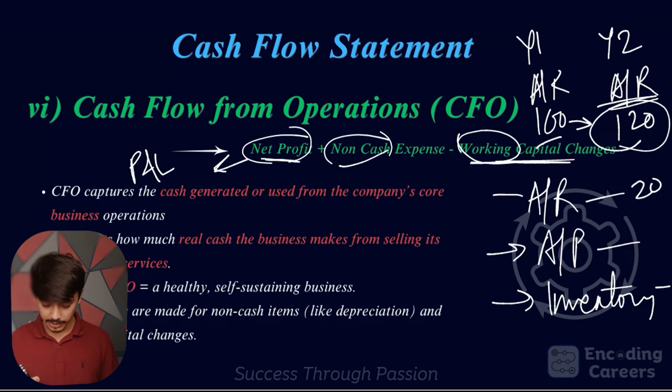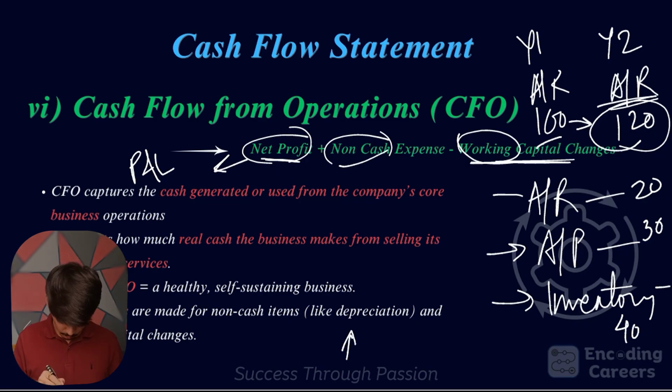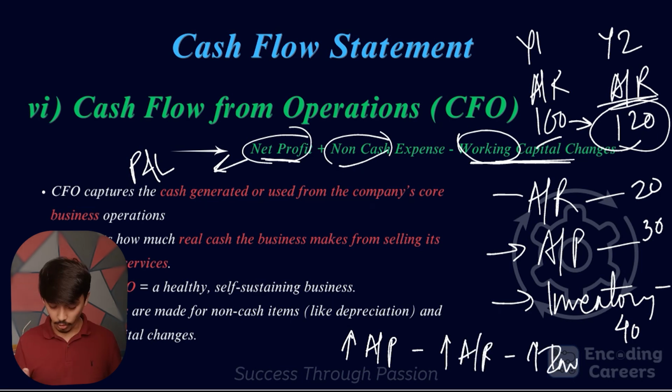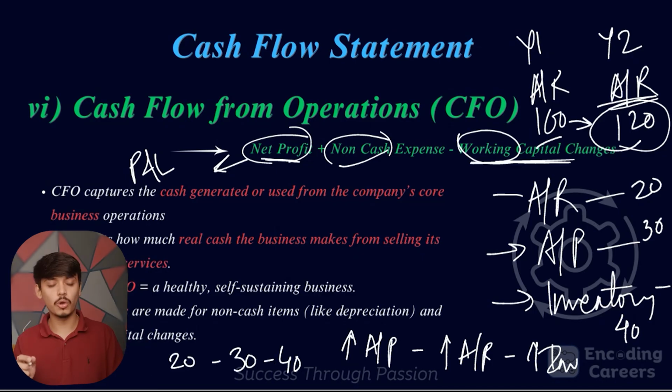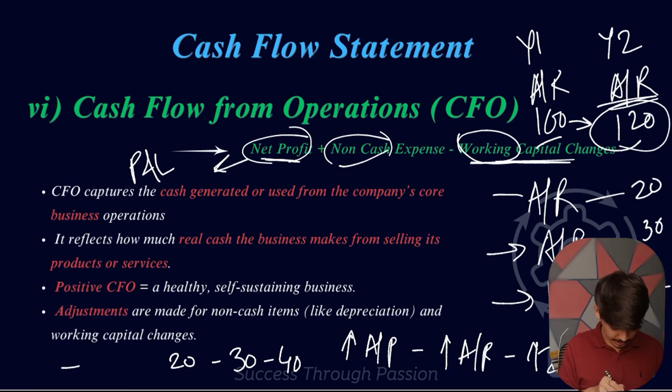Now let's assume that payable increased by 30 rupees and inventory increased by 40 rupees. So for us, we have to calculate the total of the working capital change. Now the formula to calculate total working capital changes is increase in accounts payable minus increase in accounts receivable minus increase in inventory. So for us, as we have taken this example, it will be 20 minus 30 minus 40. So our net working capital changes will be minus 70 plus 20, that is minus 50.